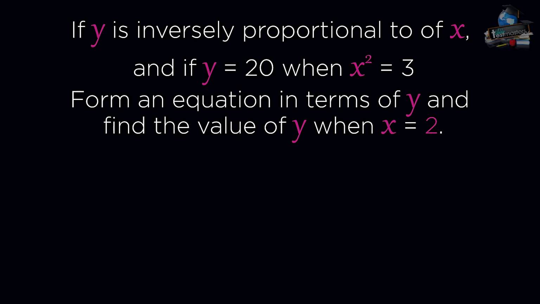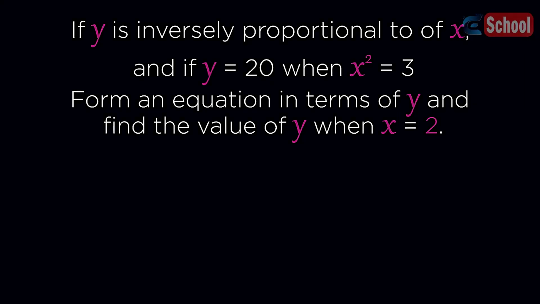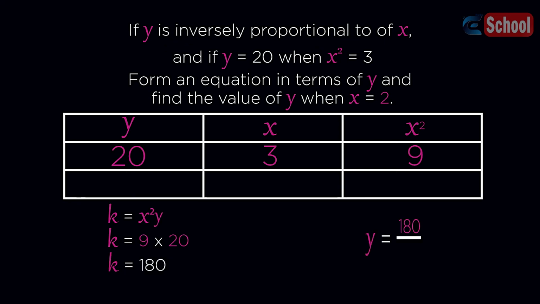Because in this question, the proportional quantities are y and x squared, the constant k links these values, not y and x. We therefore need to know the x squared values. You can use a table like this to help lay out the values. K is again the product of x squared and y. So x squared times y equals 180. So y equals 180 over x squared in terms of y.